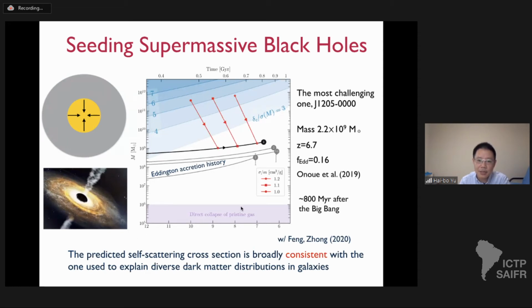So this region is the prediction from direct collapse of the gas, from astrophysics, and you can see that it misses by about 3 orders of magnitude. What's really interesting is that the cross-section you predicted in this kind of scenario is broadly consistent with the cross-section we need to explain the dark matter distribution in spiral galaxies.